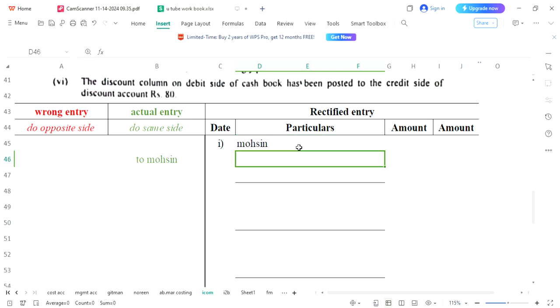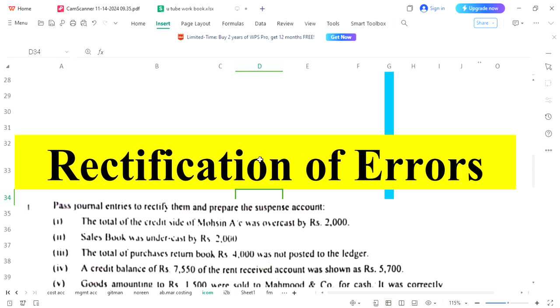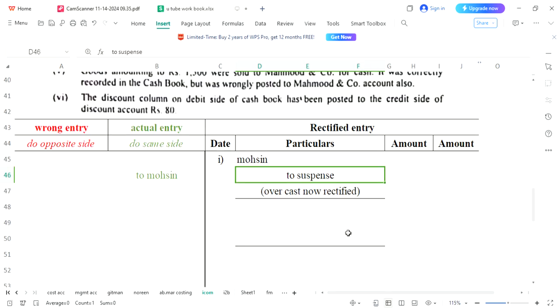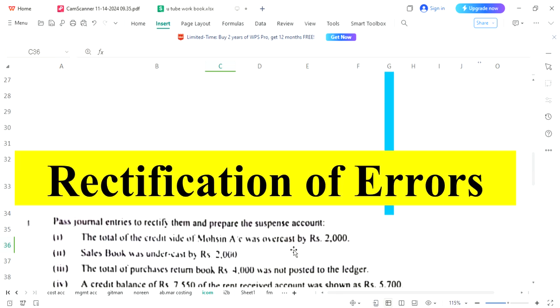There is nothing else left to be written on the credit side. So for the time being, we will write suspense account and simply write overcast, now rectified, after which we will see the amount, which is 2000. So just write down 2000 on the debit side and the same amount would be written on the credit side. The first entry is completed. Now let's see what the second entry is saying.